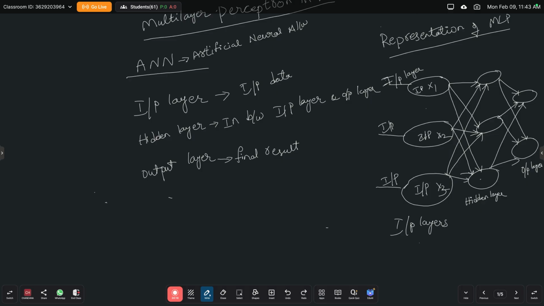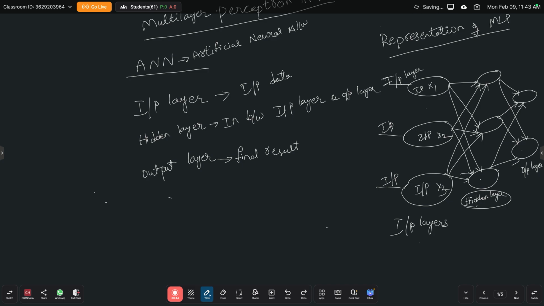This is the hidden layer. This is the output layer. The main thing is that we have at least 3 layers: the input layer, one or more hidden layers, and one or more output layers. The input layer is always a visible layer. The hidden layer is in between the input layer and output layer. The output layer gives the final value.